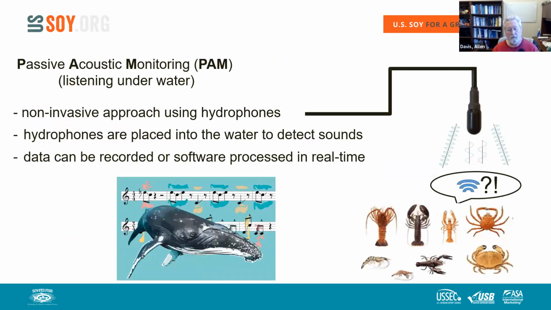Now, there are a little bit different terms used. Passive acoustic monitoring is the term used when we're listening in the water. And it's a non-invasive approach using a hydrophone or simply a waterproof microphone. These hydrophones are placed in the water to detect sounds, and then the data can be recorded, listened to directly, or software processed in real time. And I think we're all familiar with whales singing, but a lot of our crustaceans also make noises.